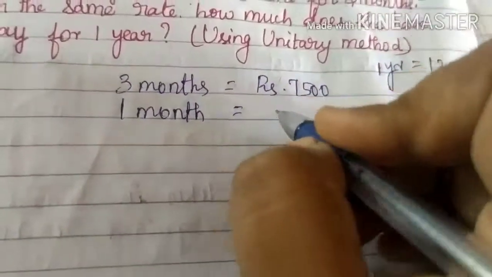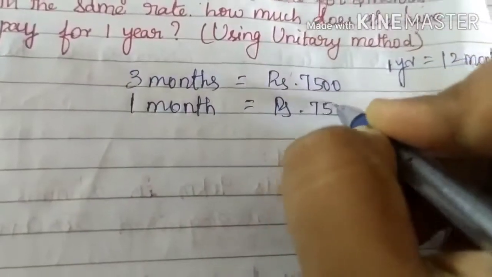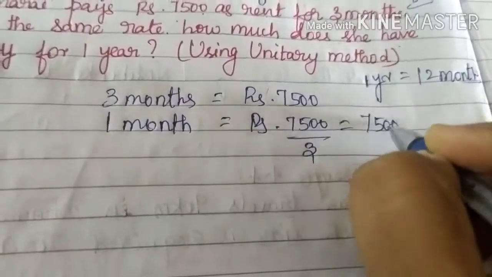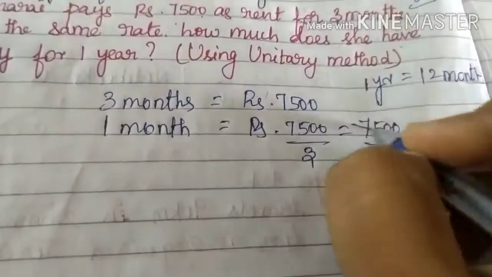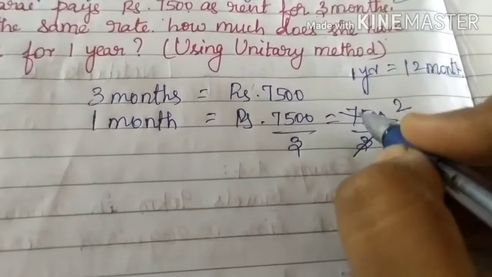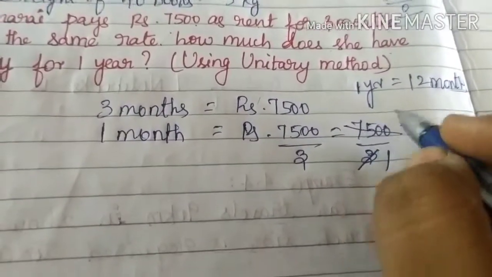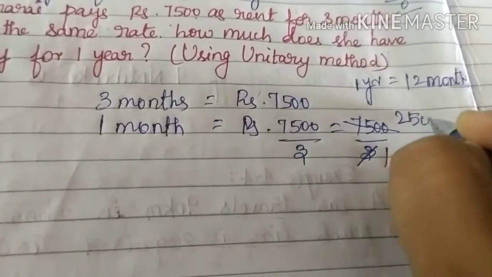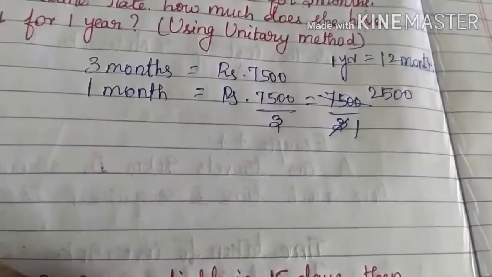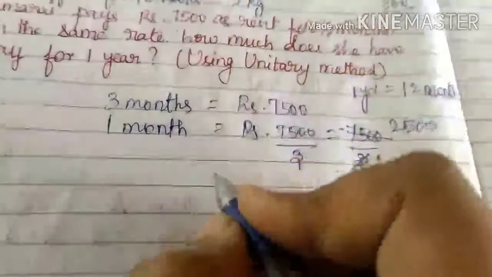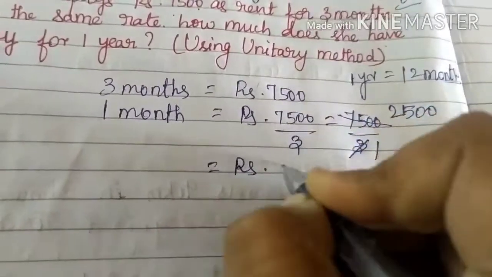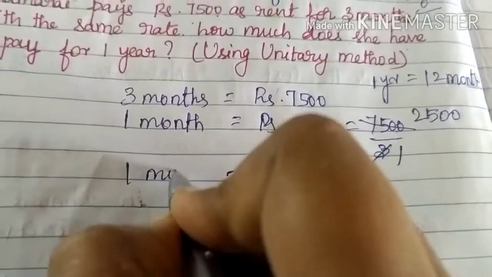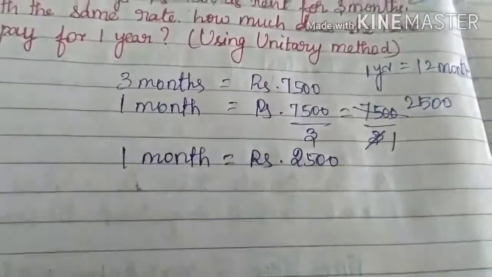So 1 month is rupees 7,500 divided by 3. What will come? 7,500 divided by 3. 3 1s are 3, 3 2s are 6, carry 1 next, then 3 5s are 15. Am I right? Yes. Okay, take the double zero. Okay, are you clear, children? So the rate for 1 month is rupees 2,500. Okay, rent for 1 month is 2,500.